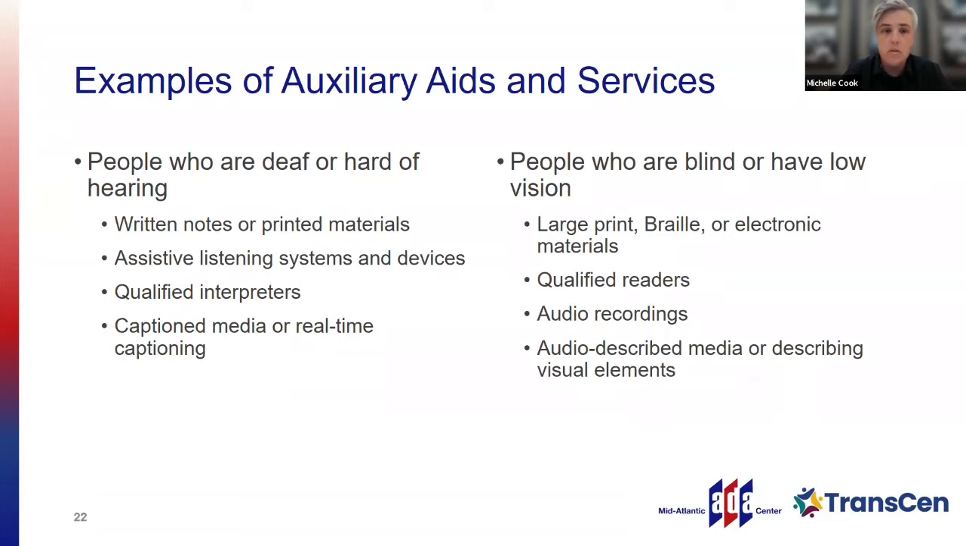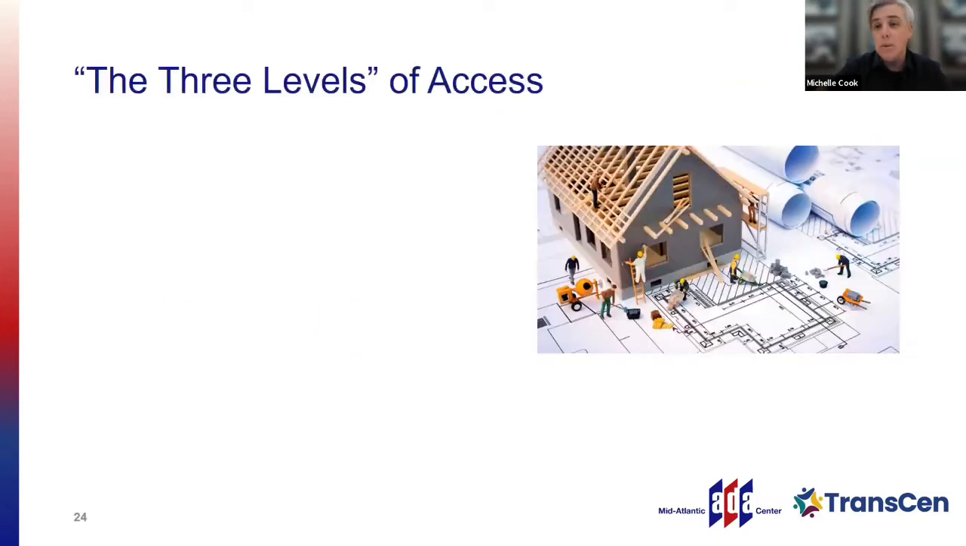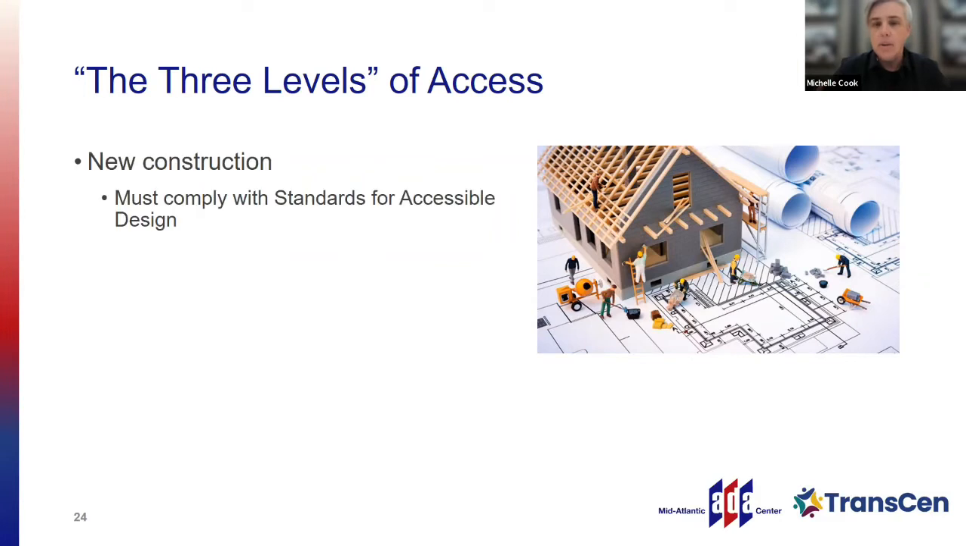Next slide, slide 23. Another way that we implement the various provisions under the ADA is through architectural and program access. Slide 24. There are three levels of access when it comes to the architectural side of the ADA. The first one is new construction. All new construction must comply with the standards for accessible design.